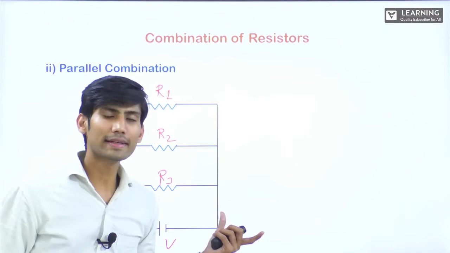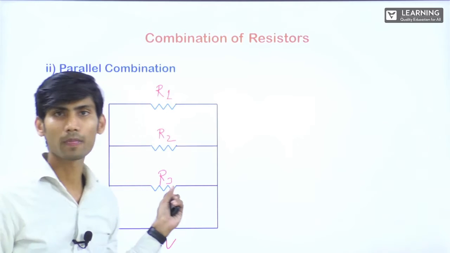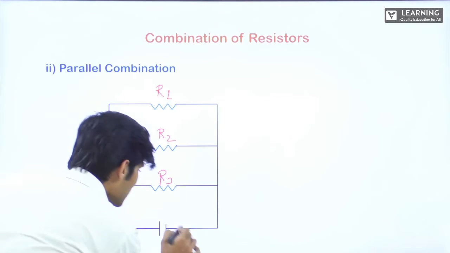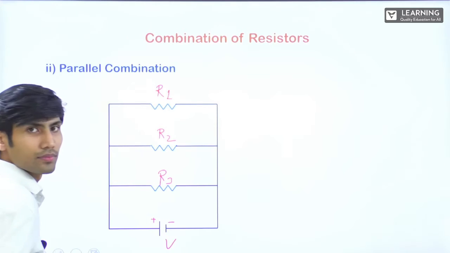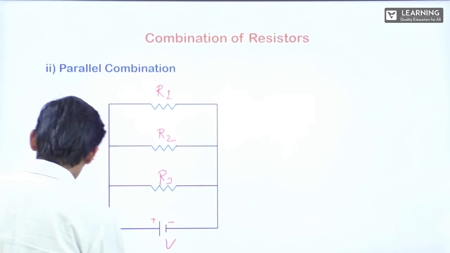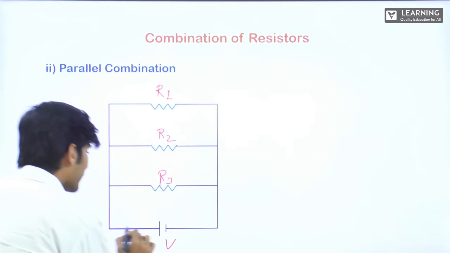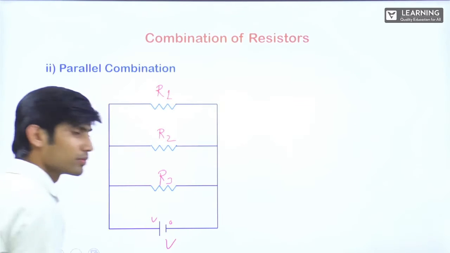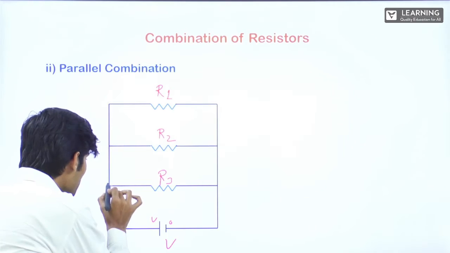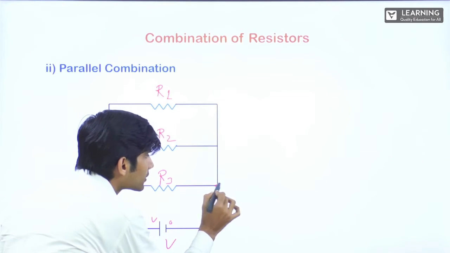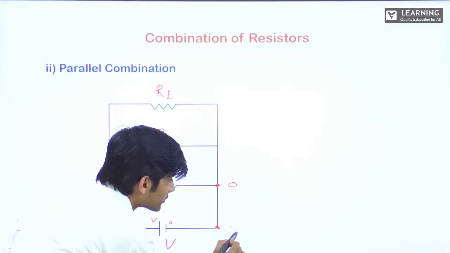So in series we have seen current remains same, potential gets distributed. Here, see, this is the battery. This is plus, this is minus. So this will be basically V, plus minus means this is higher potential, this is lower potential. Or we can say this is at V, this is at 0. Just for our understanding. So that means this point is at V, this point is also at 0. See, this is at V, that means this point is at V, this point is at 0.